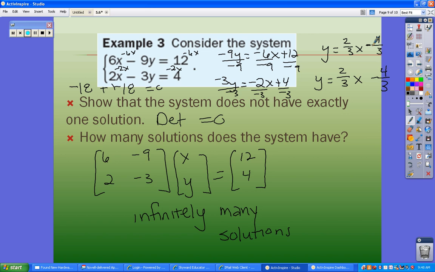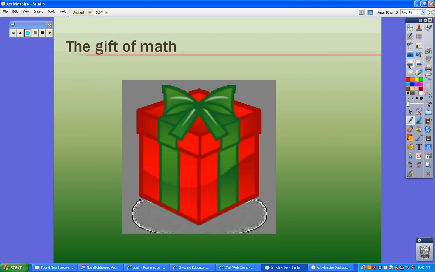If it would have been opposites, then it would have been no solutions because they would have just been parallel, not the same line. But this is the case that they are the same line, infinitely many solutions.